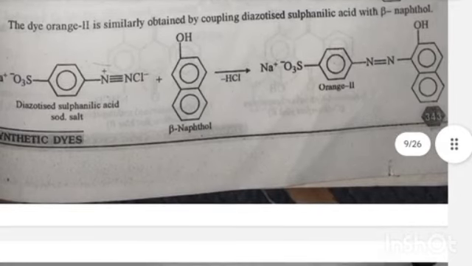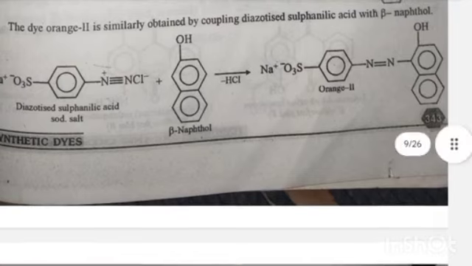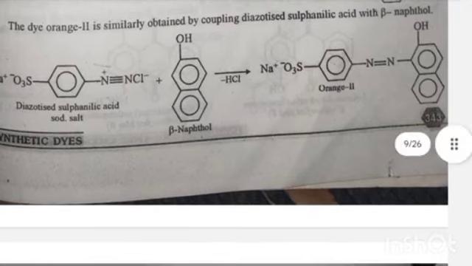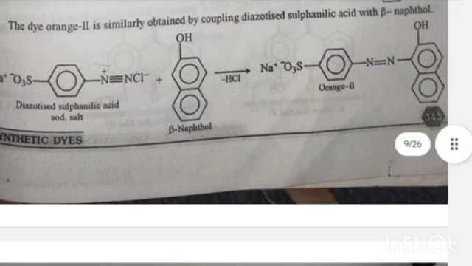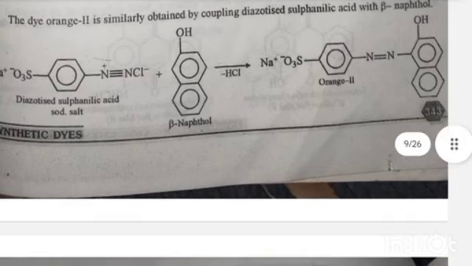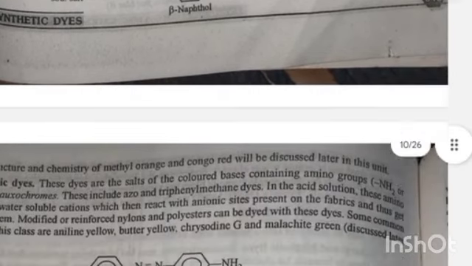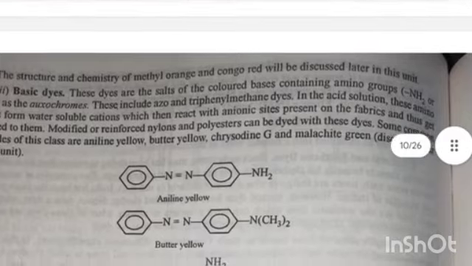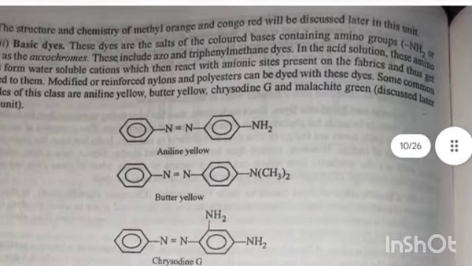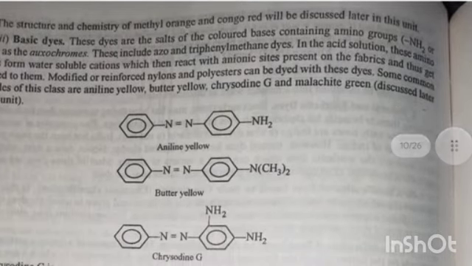When diazotized sulfanilic acid salt is reacted with beta naphthol, then with removal of HCl, orange 2 is formed as a coupling product. The structure and the chemistry of methyl orange and Congo red will be discussed later in this unit.